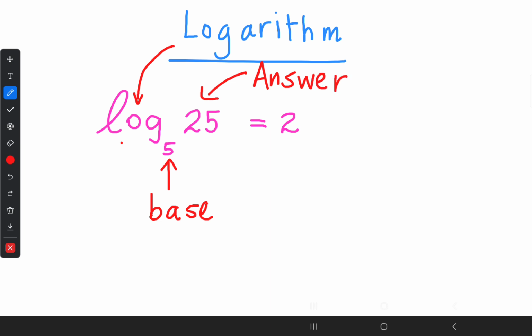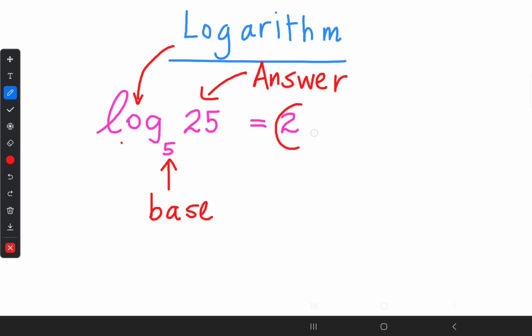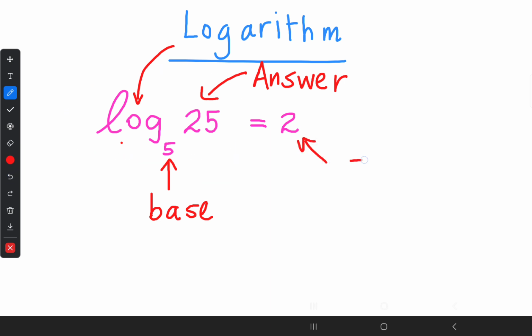This would be the answer, and the number which is equal to this whole logarithmic value. There is a particular single number which is equal to the logarithmic value. That would be our index.